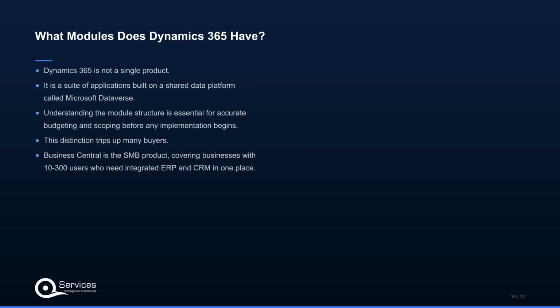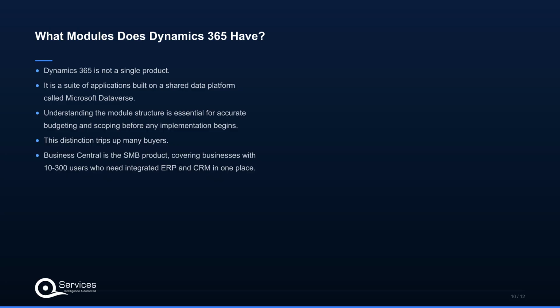Next up, let's talk about what modules Dynamics 365 has. Dynamics 365 is not a single product. It is a suite of applications built on a shared data platform called Microsoft Dataverse. Understanding the module structure is essential for accurate budgeting and scoping before any implementation begins. This distinction trips up many buyers.